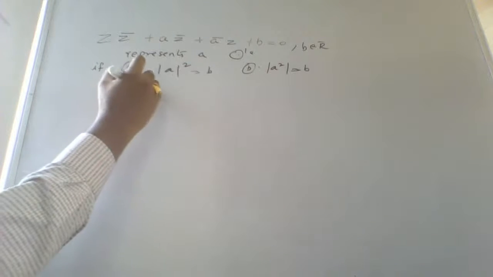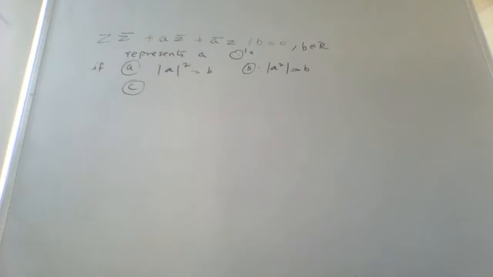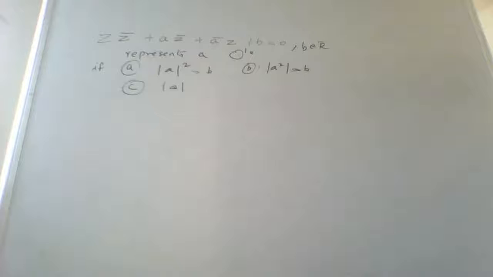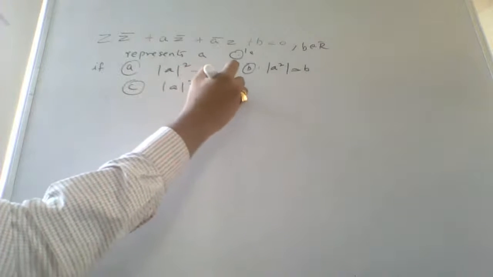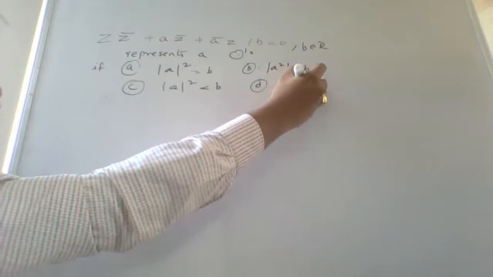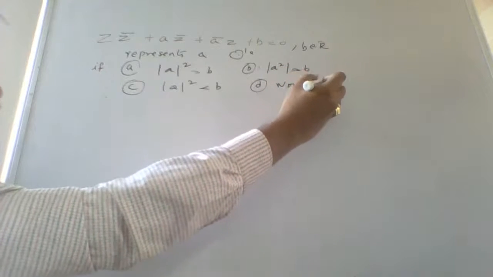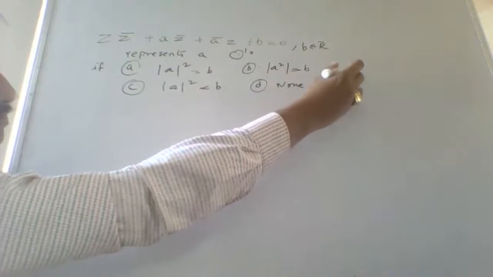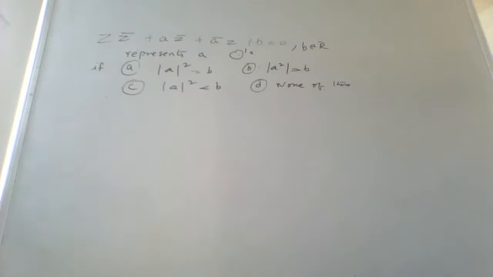And c, I have c here, which is mod a square less than b. And I have another choice, which is none of these. So let us try to solve this problem here.